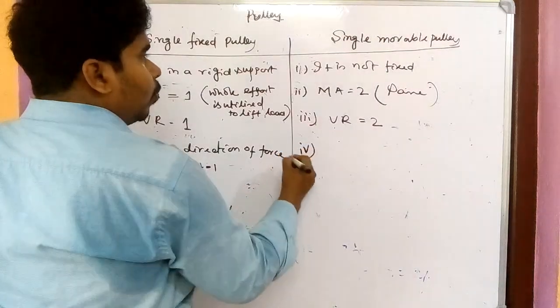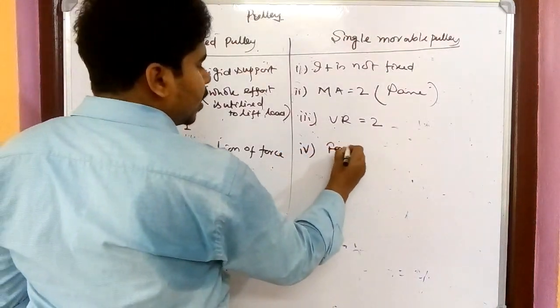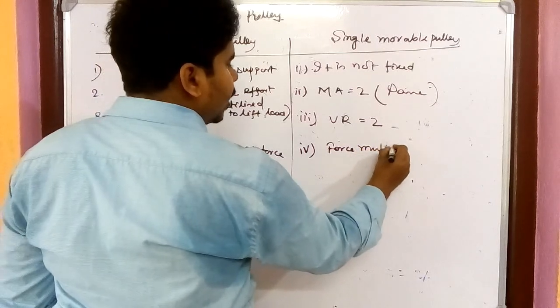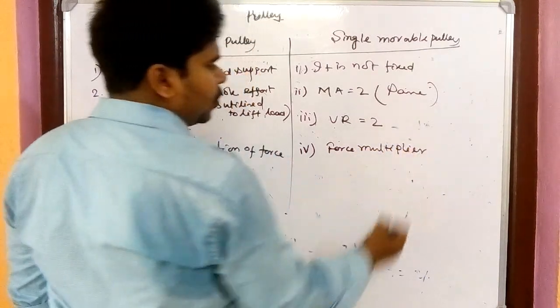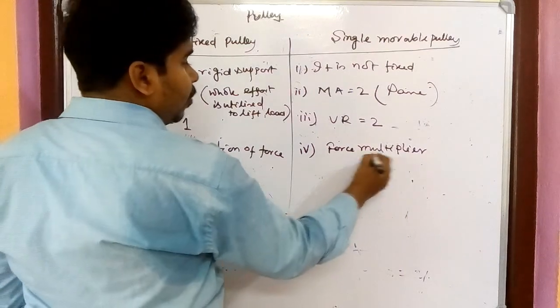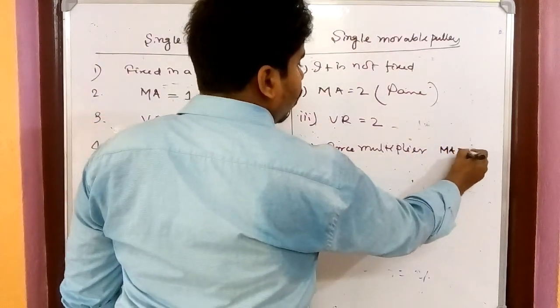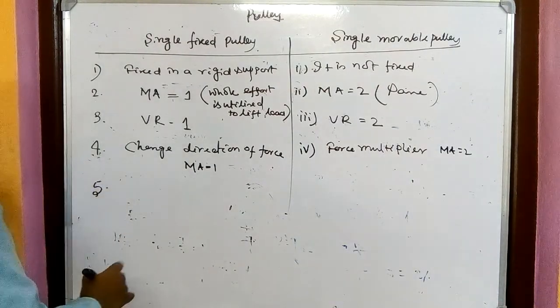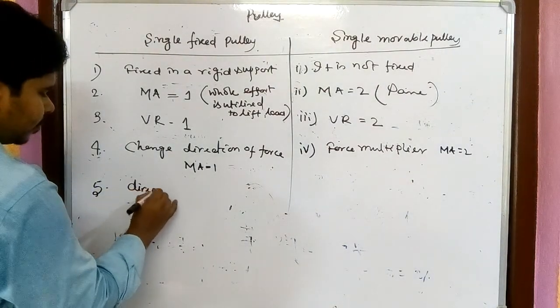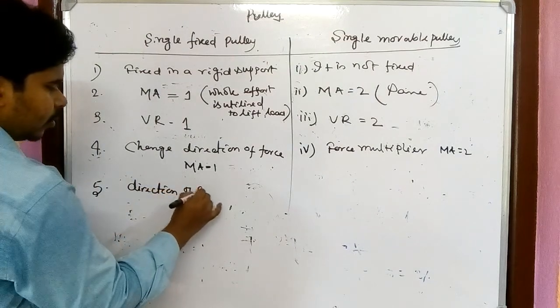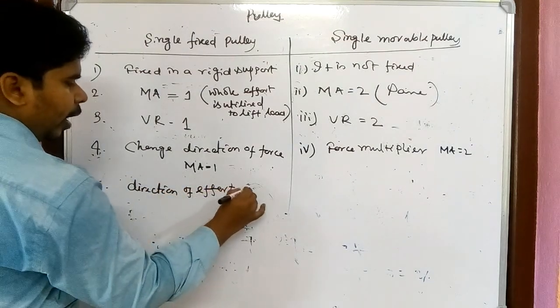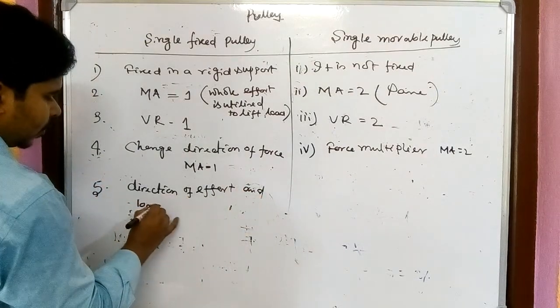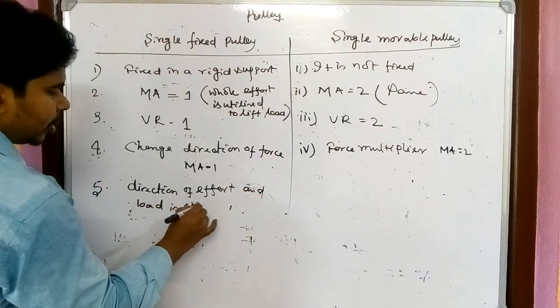For the case of movable pulley, it is used as a force multiplier. Why is it used as a force multiplier? Because you see here mechanical advantage is 2, and we have already learned if the mechanical advantage is greater than 1, it is used as a force multiplier. Here, number 5, we can say the direction of effort and load is opposite to each other.